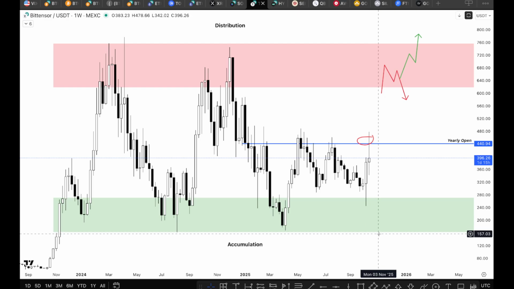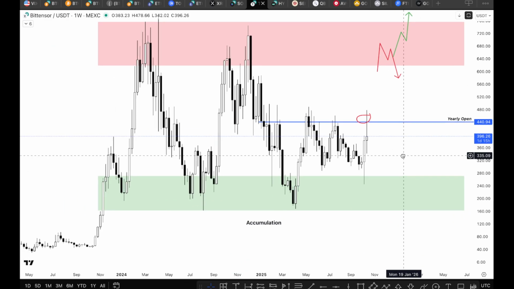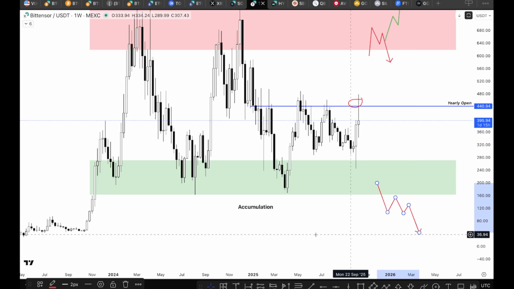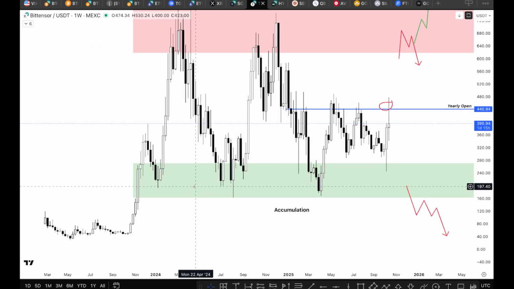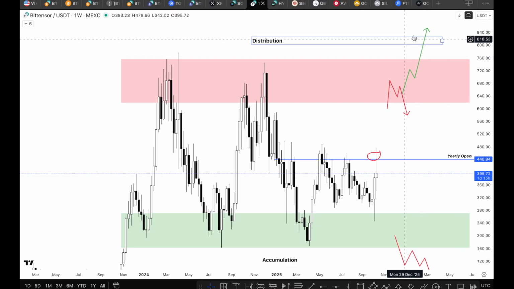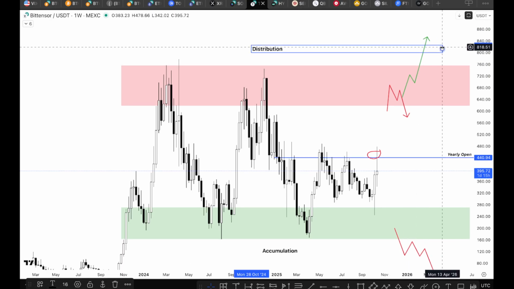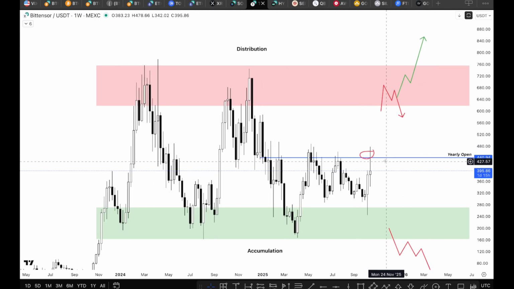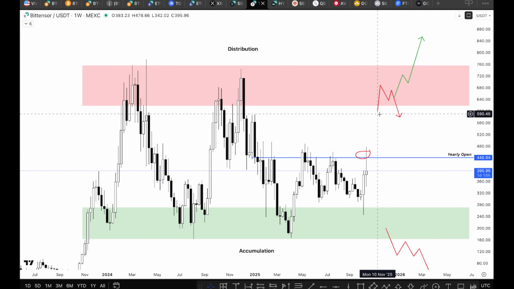Now, of course, break the accumulation, and that would be very bearish. You guys know the score. Start closing below there, and you're looking at filling in these gaps and it being over for TAO. And of course, by the same nature, get above the distribution, you're looking at a markup higher, potentially to 1,000 or 900. Who knows? Unlikely, but those are your levels to flip and play it level by level.